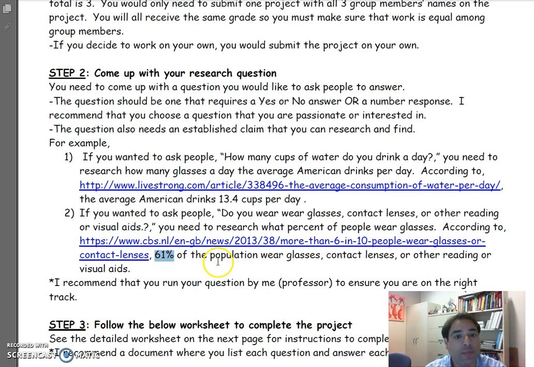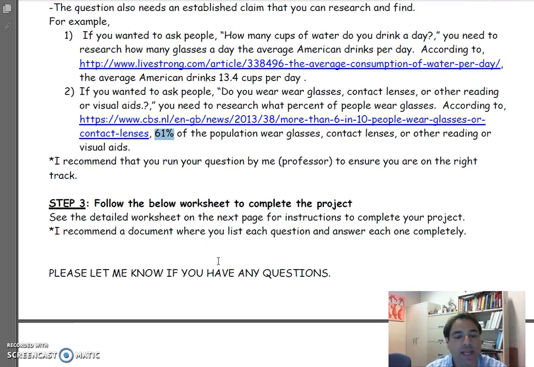Okay, so come up with your question, that's step 2, and then you're going to follow the worksheet below. And again, once you come up with your question, please feel free to email me and I can verify and make sure your question's on the right track. But it would really help if you come up with a question and tell me what the claim is, so you did some research ahead of time.